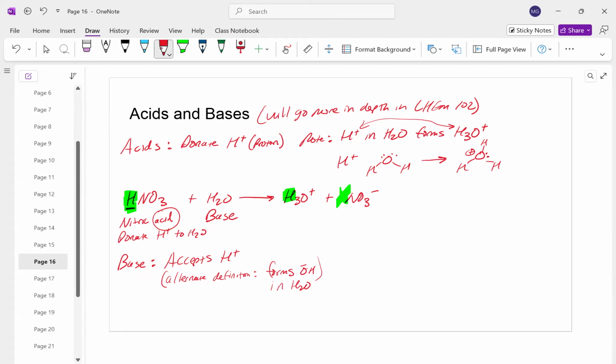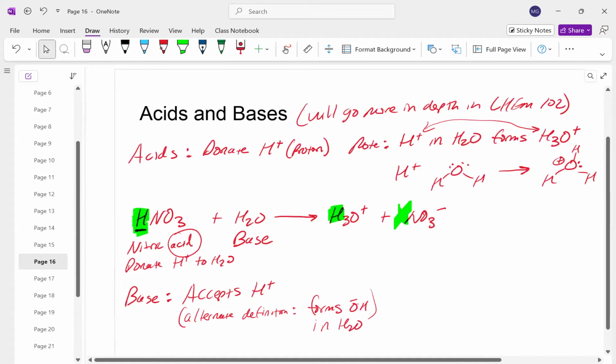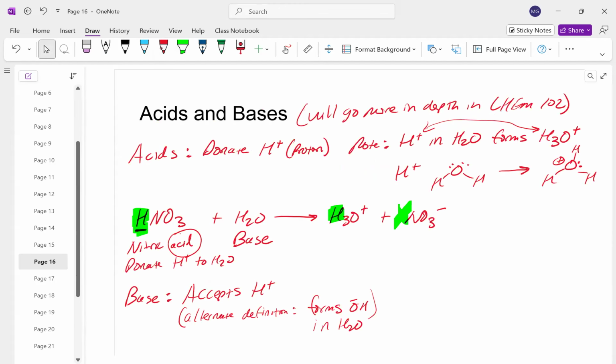So again, let's go back to this reaction of nitric acid with water. Nitric acid donated its proton to water, so that's why nitric acid is the acid. Water accepted that proton to become hydronium. That's why water is the base.